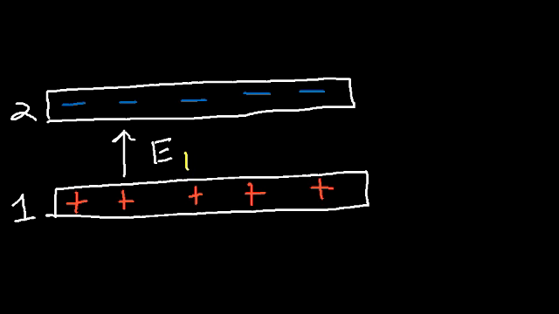Sheet 2 will create an electric field that is directed towards the negative charge. As you recall, the electric field always emanates away from a positive charge, but towards a negative charge. So the electric field created by sheet 2 is going up towards the negative charge. So as you can see, the net electric field between the two plates is the sum of E1 and E2.